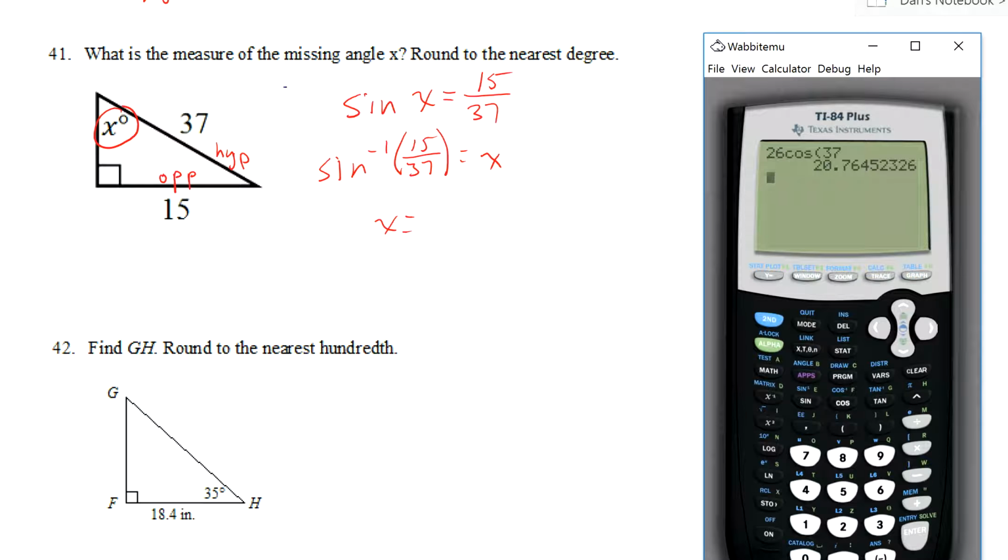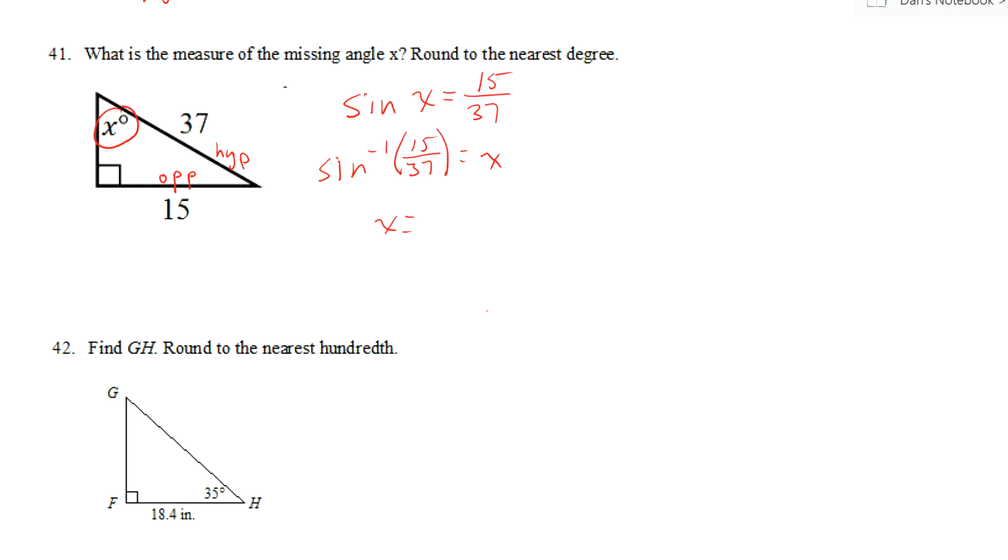So inverse sine 15 divided by 37, 23.92 degrees. Okay.